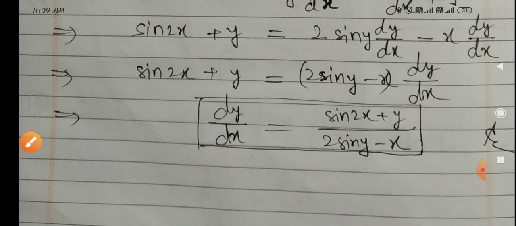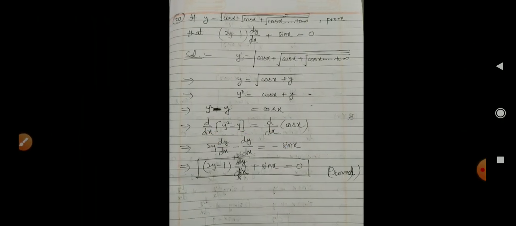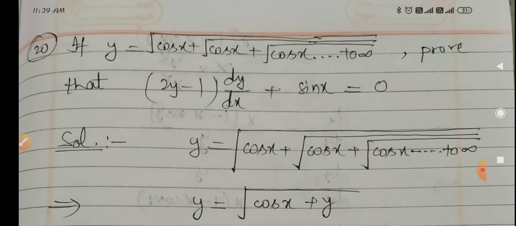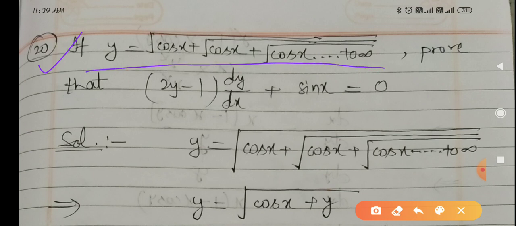Now special type of functions containing an infinite expression that is coming. You can see, two questions are there. One question I am taking, 20th question: if y equals under root cos x plus under root cos x plus under root cos x to infinity, prove that 2y minus 1 dy upon dx plus sin x equals 0. Now how can we prove this? This is the question. So student, it is a very easy question.